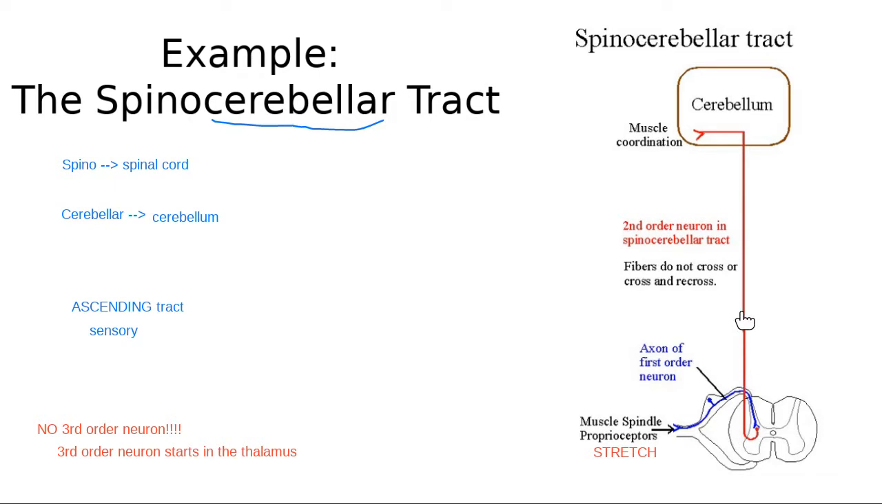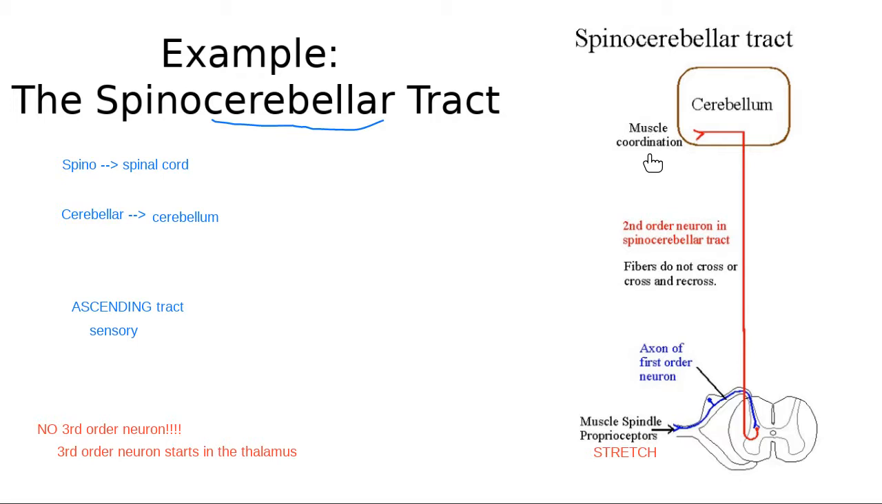Using the white matter spinocerebellar tract, the second order neuron goes up to the cerebellum, where the cerebellum is going to process it and use it to help you stay balanced, or use it to make sure that you're moving the way that you're supposed to move. It's going to help you with the process of coordination.